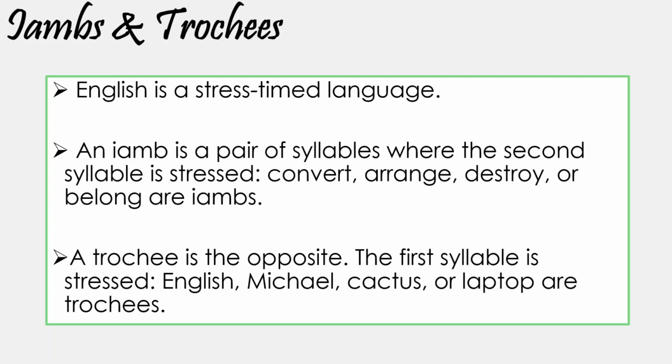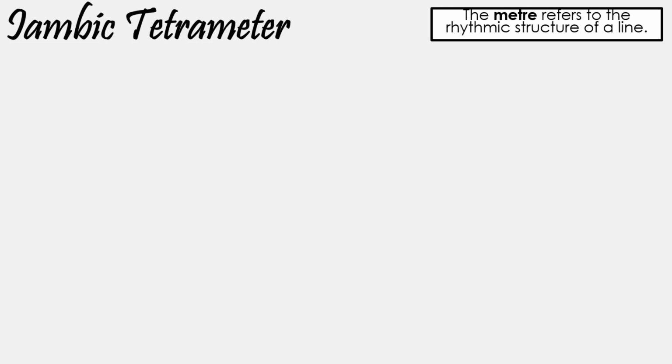Words such as English, Michael, cactus, or laptop are examples of trochees. They all have the emphasis on the first syllable in the pair, and if you change where the stress is in the word, it just sounds completely bizarre. Try it sometime. Now let's take this even further.